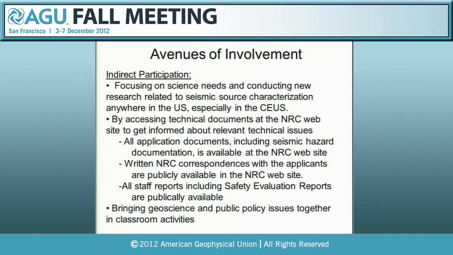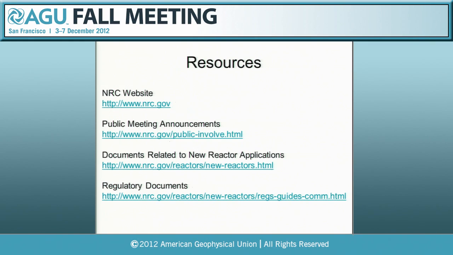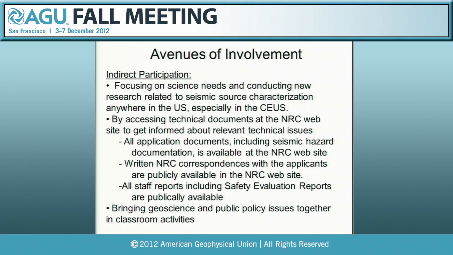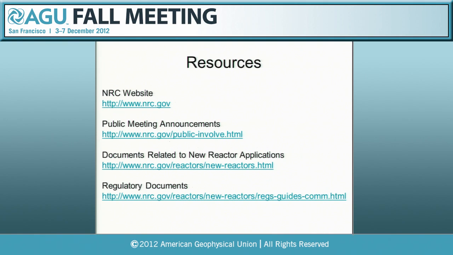And let's see, what's the next? Yeah, and these are resources: the NRC website, and also documents related to the Central and Eastern U.S. seismic source model, which is available at the website www.centraleasternus-ssc.com. It is about 3,000 pages. Thank you.